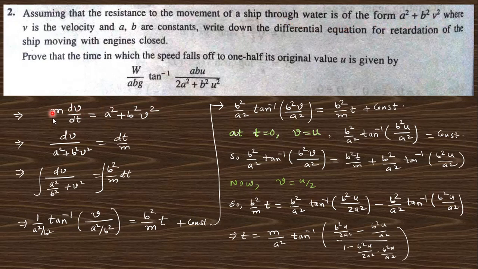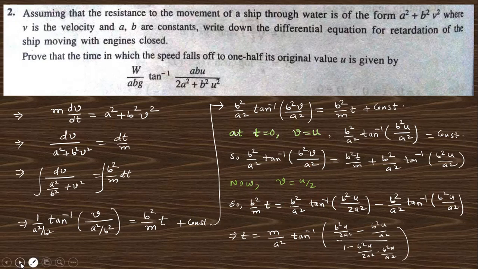So resistance is a force equal to this, and constant. Write down the differential equation and prove the time for the speed to fall to one half the original velocity u. If you just separate out, integrate, and put the initial condition that at t equal to 0 the velocity will be u, so the constant will be a fixed value, and we want to find the time at which v equals u by 2. If you put this value, you will get this answer.